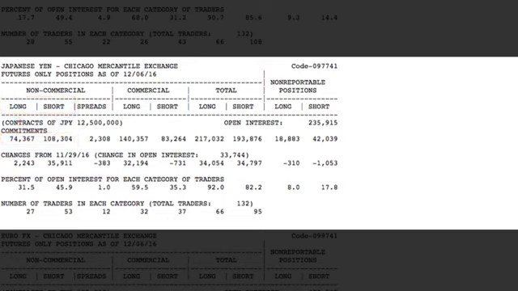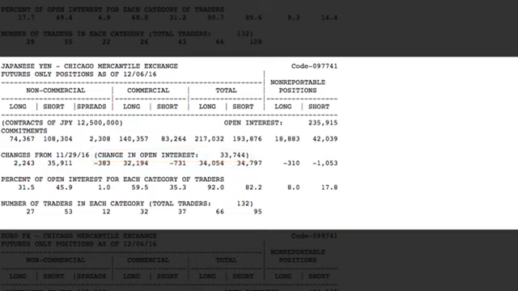In the next section that says changes from and the previous week's date, we can see that short positions increased by quite a large amount when compared to the increase in long positions. Change in open interest indicates the amount of new positions that were open from the previous week to the current date.